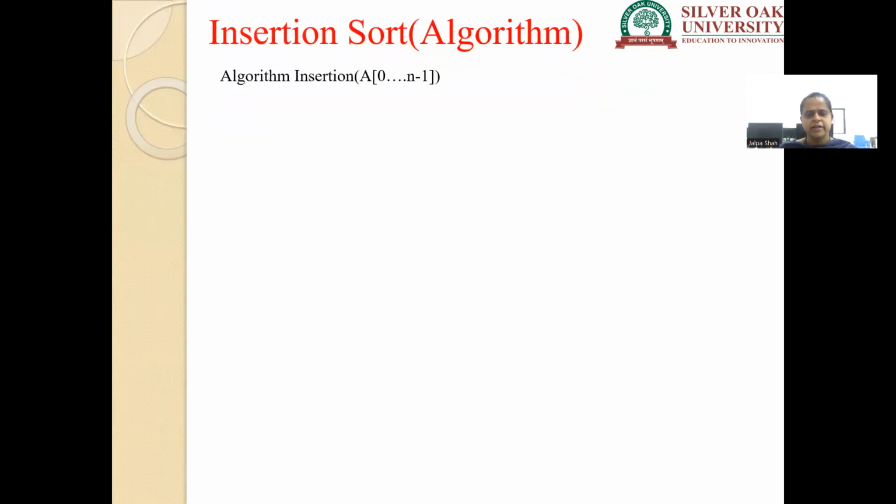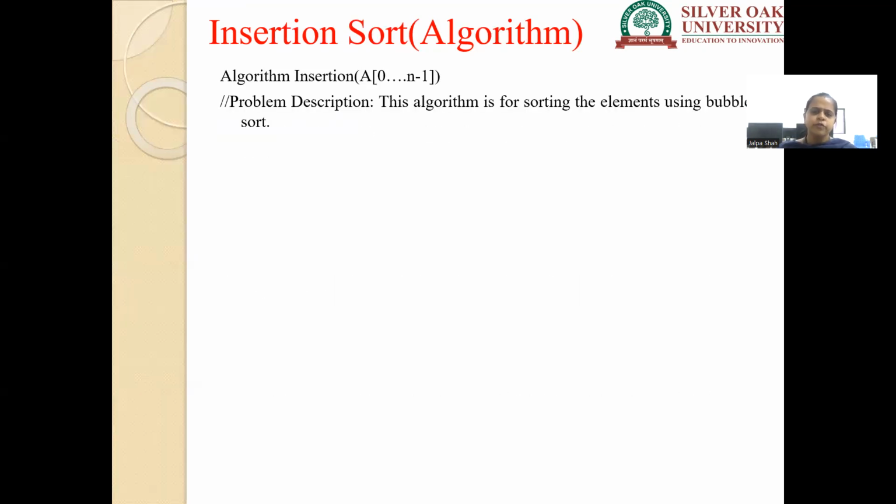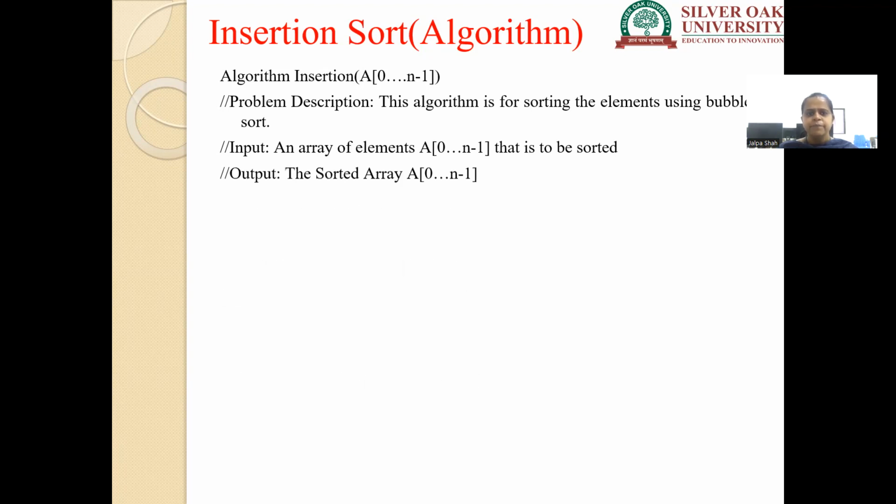So now let us understand the algorithm for the insertion sort. So first of all, the name of the algorithm, that is algorithm insertion, A of 0 to n minus 1 elements. The problem description is that this algorithm is sorting the data using insertion sort. Input, the array of elements A of 0 to n minus 1 that is to be sorted. Output, that is the sorted array.